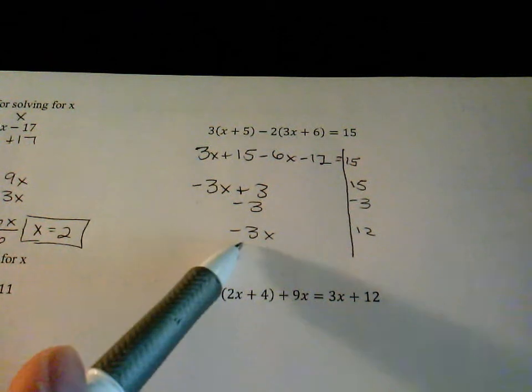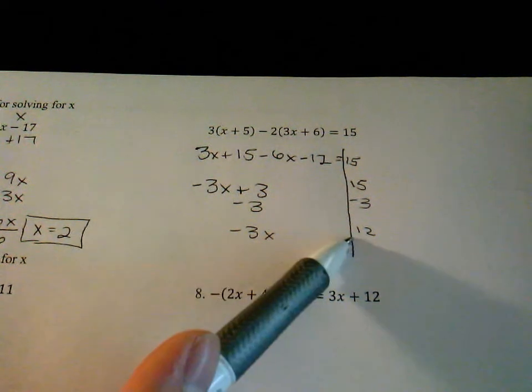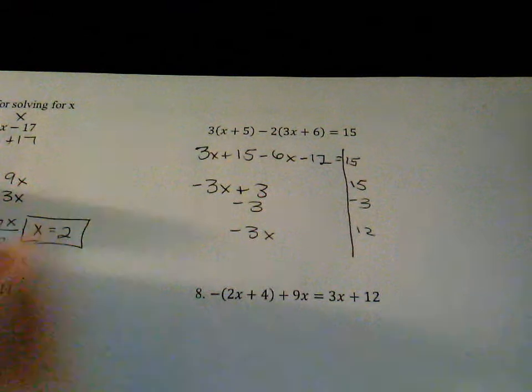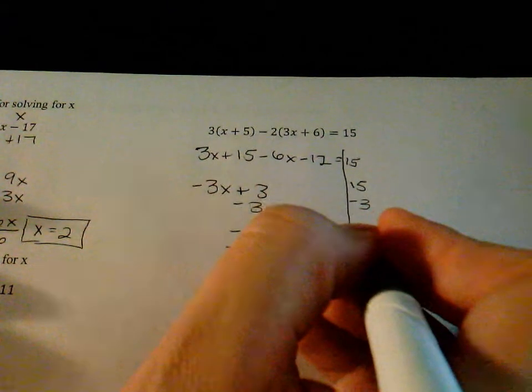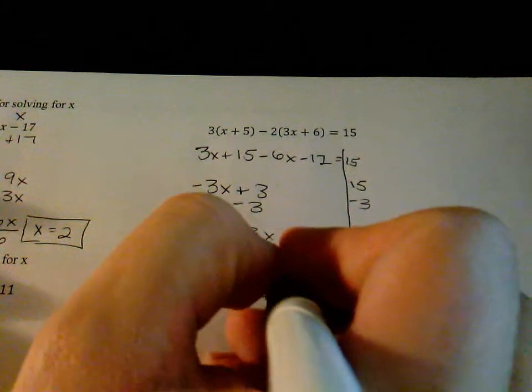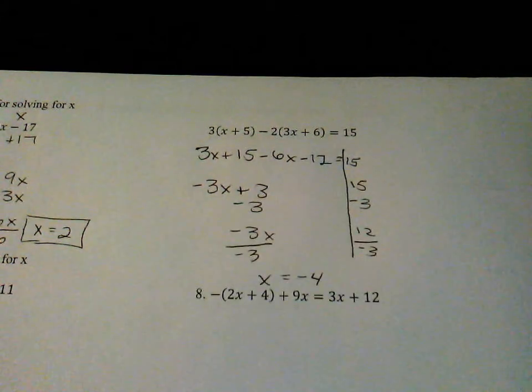So now we got negative 3x equals 12. So now we're going to divide by negative 3, because everyone's in their house. You get x equals negative 4. And that's your answer.